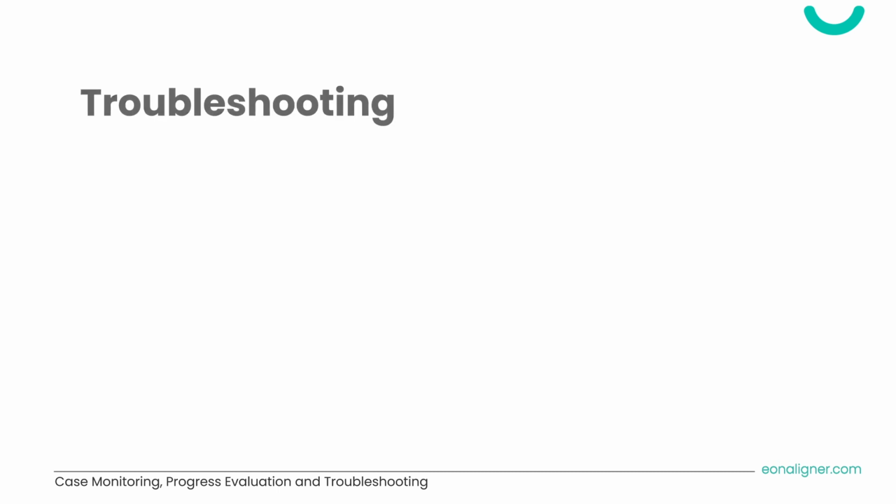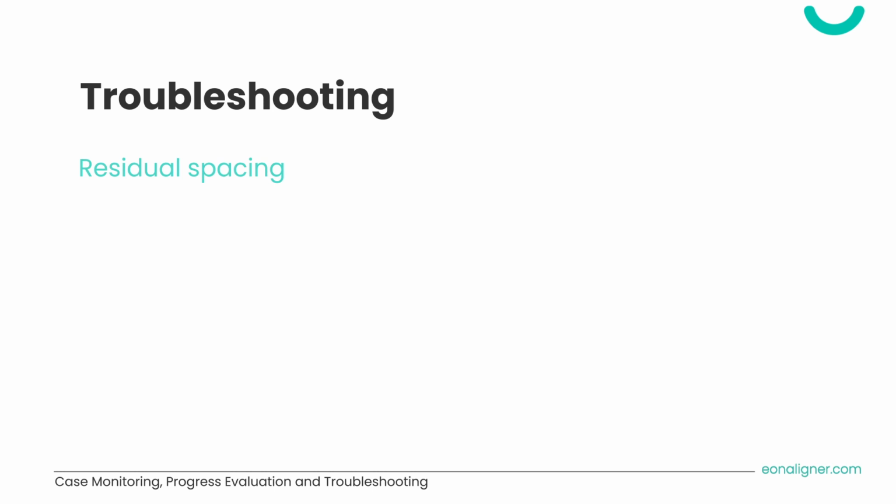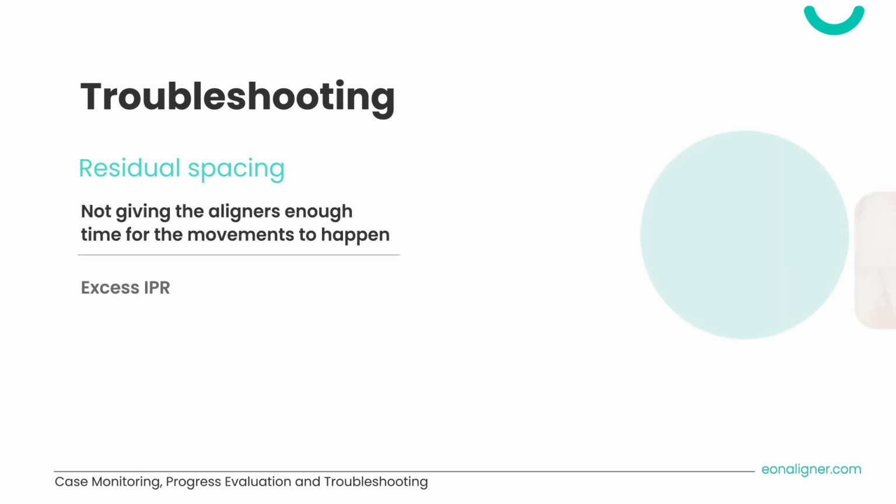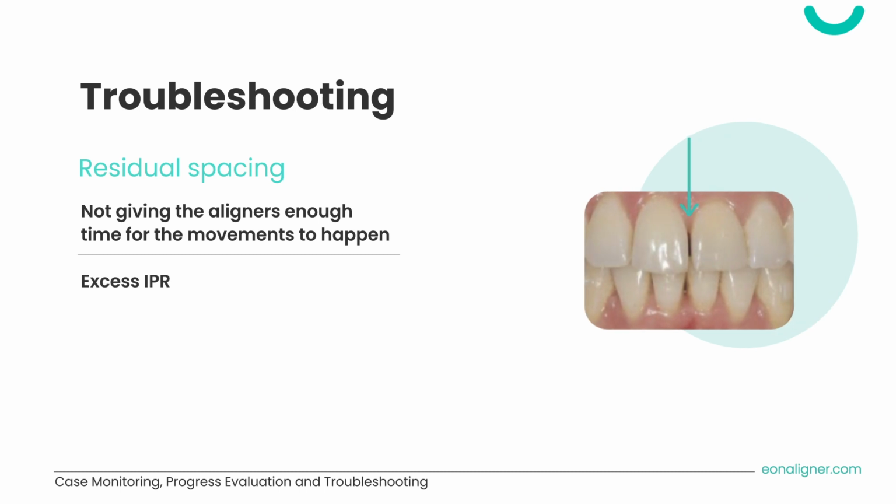At the end of the treatment, you might notice that there's extra residual spaces between the teeth. This might happen if the aligners were not given enough time to fully retract teeth and close the spaces, or due to performing excess or incorrect IPR. This problem can always be fixed by asking for extra refinement aligners.